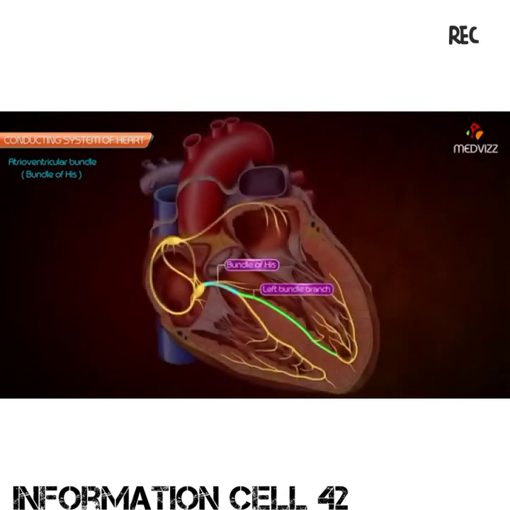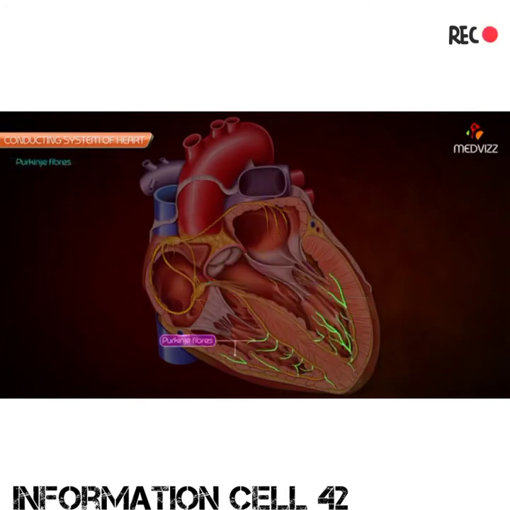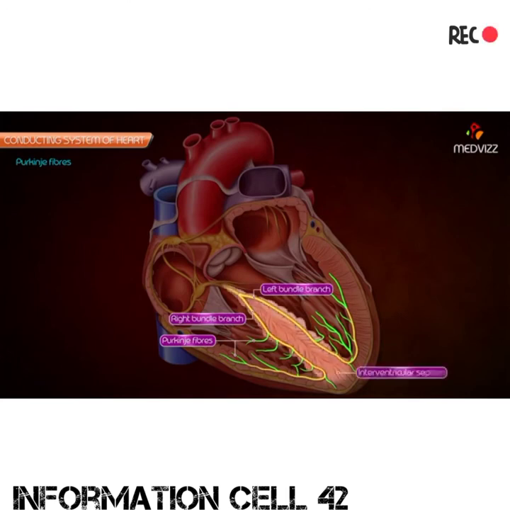The left branch descends on the left side of the ventricular septum, divides into Purkinje fibers which are distributed to the septum and left ventricle. Purkinje fibers. They are the terminal branches of the right and left branches of the bundle of His and spread subendocardially over the septum and the rest of the ventricular wall.